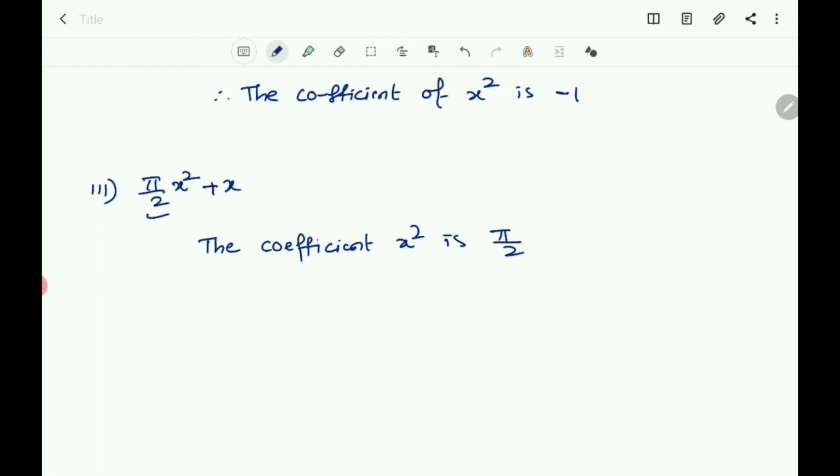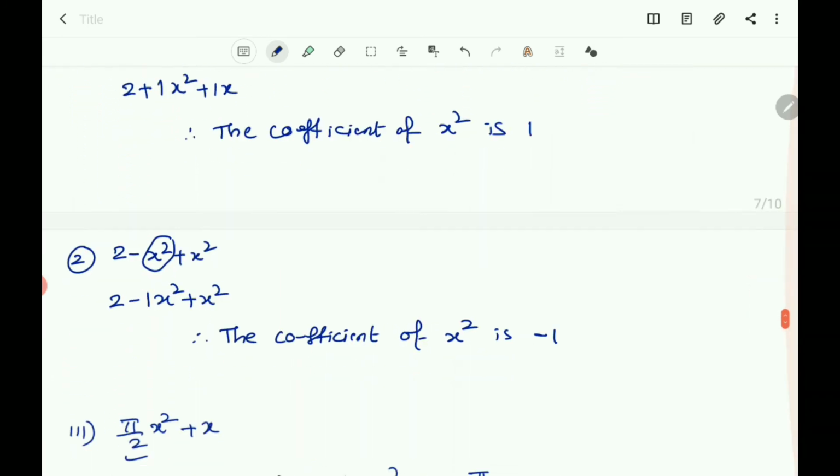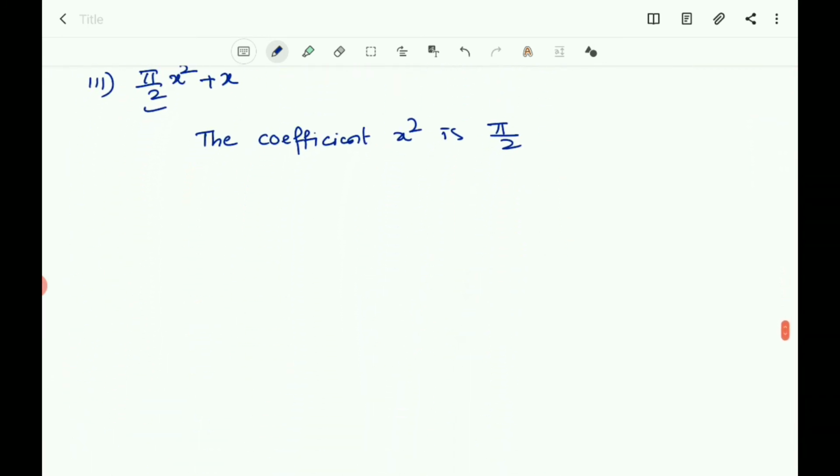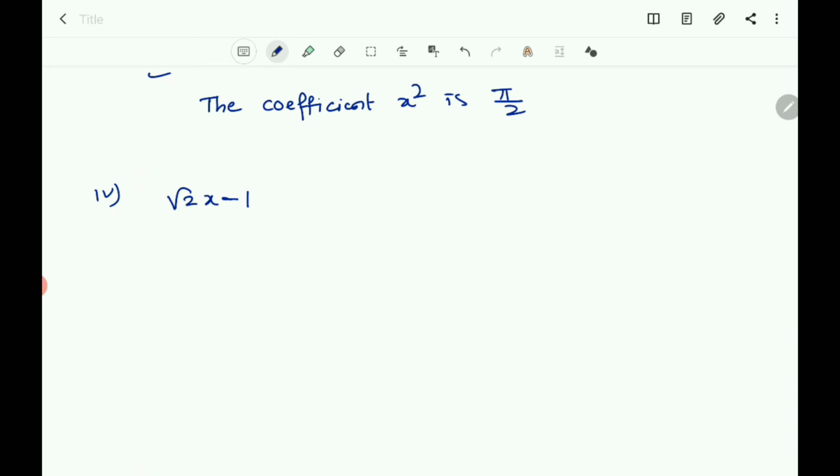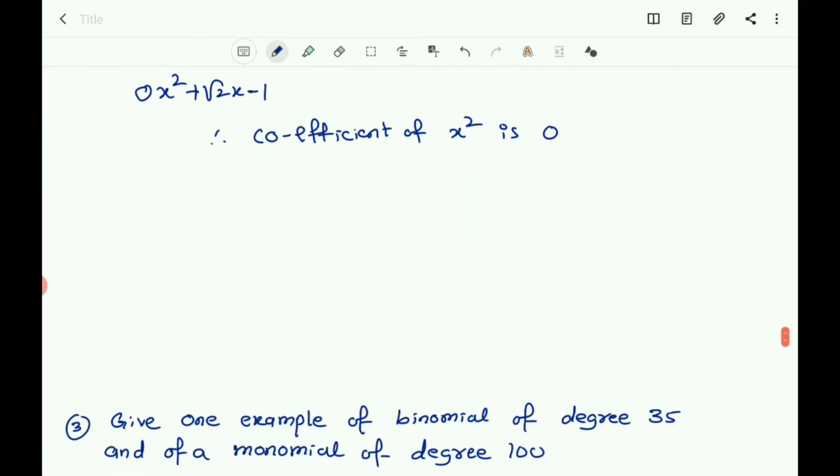The next one, the fourth one, is root 2x minus 1. And you know that here there is no x square. No x square means you can write 0x square plus root 2x minus 1. Therefore, the coefficient of x square is 0. That completes the second question.